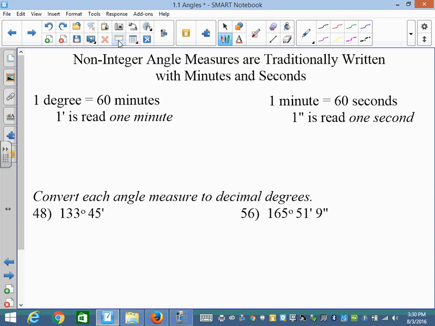So non-integer angle measures are traditionally written with minutes and seconds. So one thing to remember is 1 degree equals 60 minutes. Think of it as 1 degree being an hour. 1 hour equals 60 minutes. 1 degree equals 60 minutes. And this is the way it is read: this 1 slash is read 1 minute. Now 1 minute equals 60 seconds, but we know that because we know time. And the way it is written is with the 2 marks up there. So 1 second is read this way.